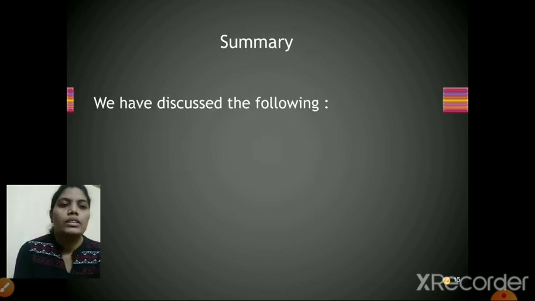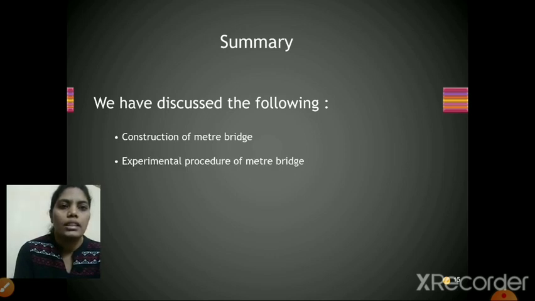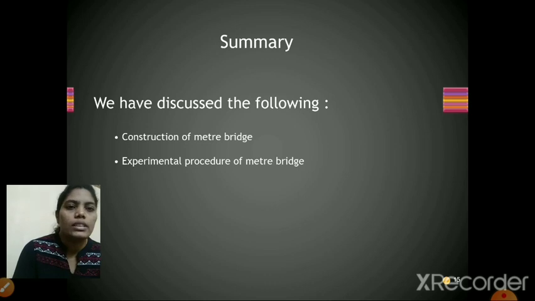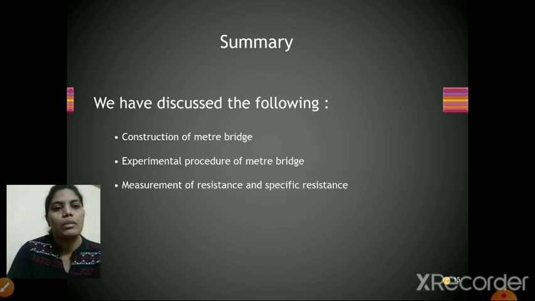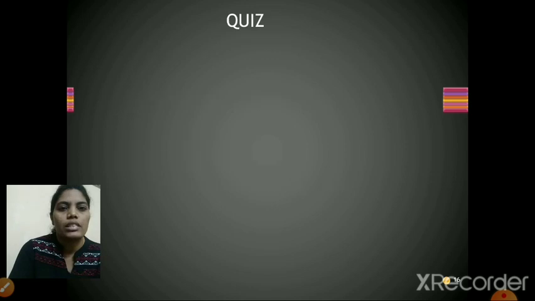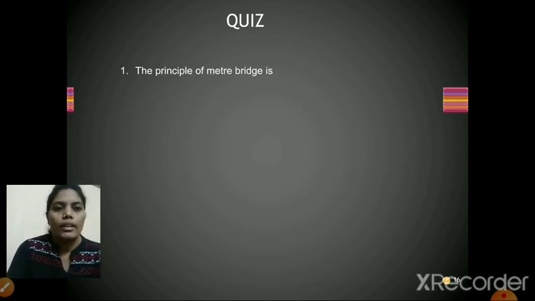So what we discussed in this session is how we can construct a meter bridge and what is the experimental procedure of the meter bridge to find the resistance and specific resistance of the given wire.